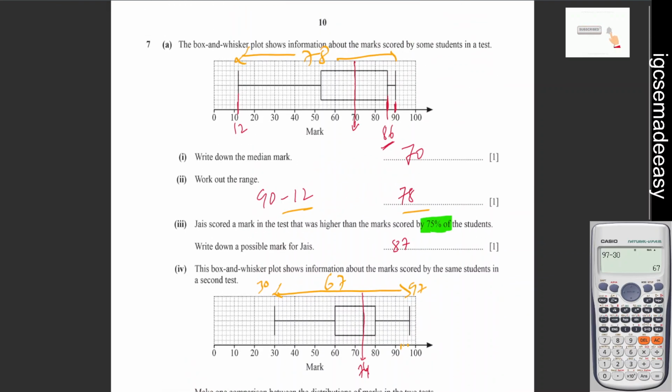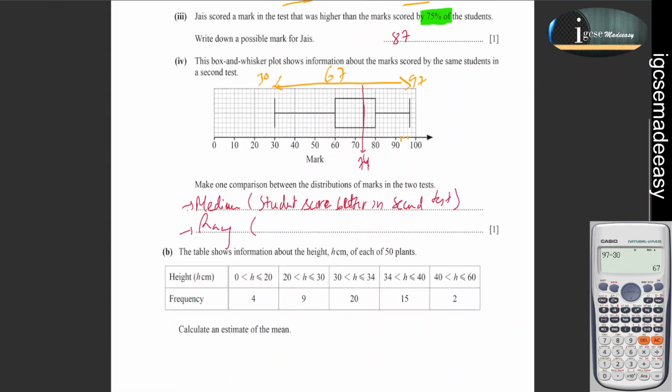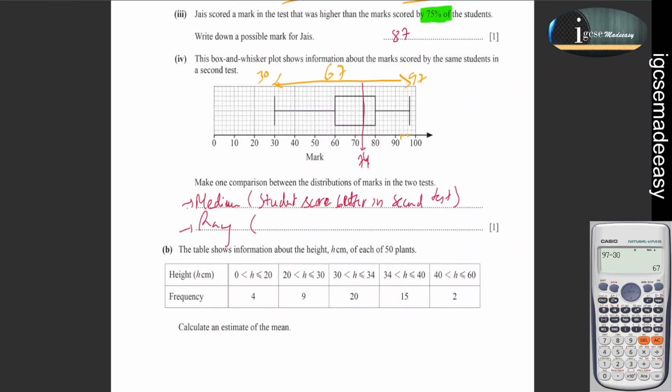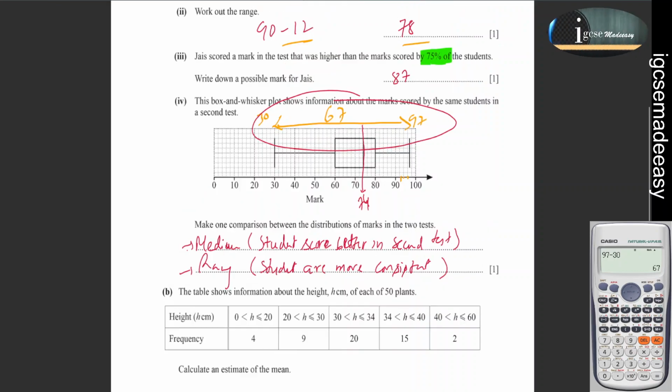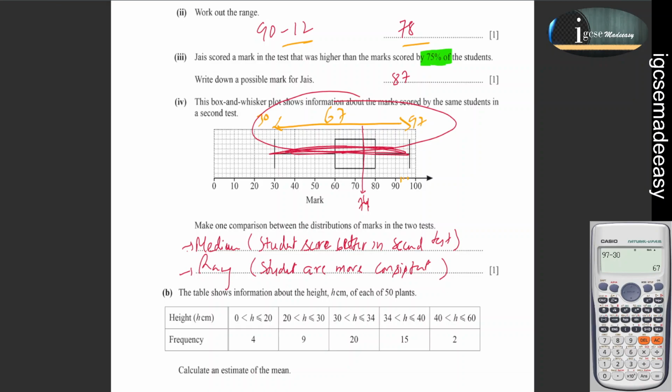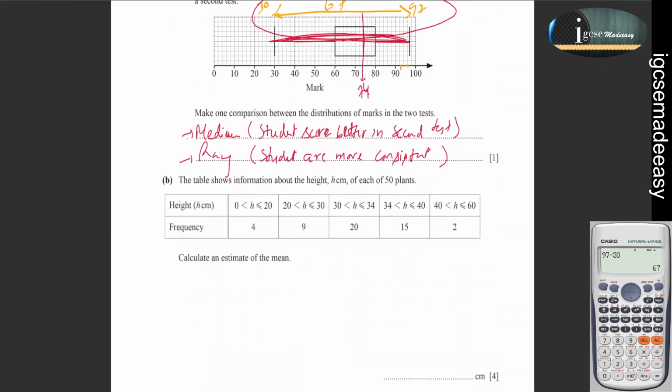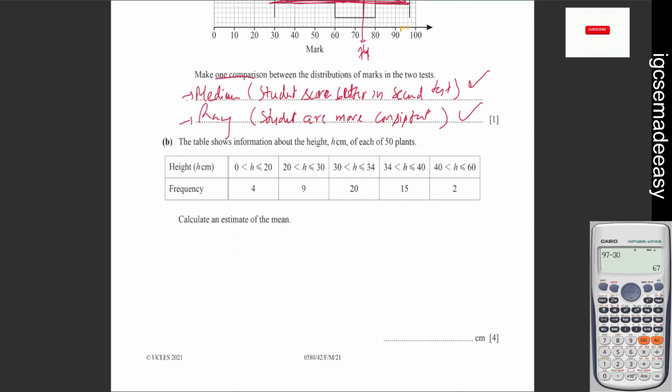So we can say that if the range is less, the students are more consistent, right? Because the data are more towards one way. So if we are comparing the range, we can say that students are more consistent in the second test, as all the marks lie in between this range only. That's why we can write either this one or this one, because they just asked for one comparison. I just told both of the comparisons. You can write any one that you feel easy.